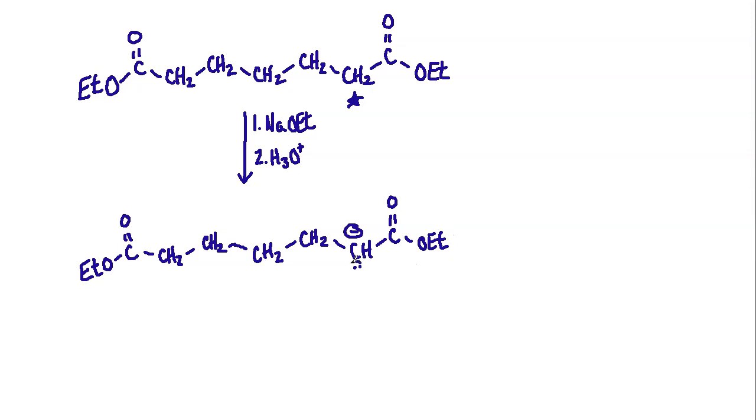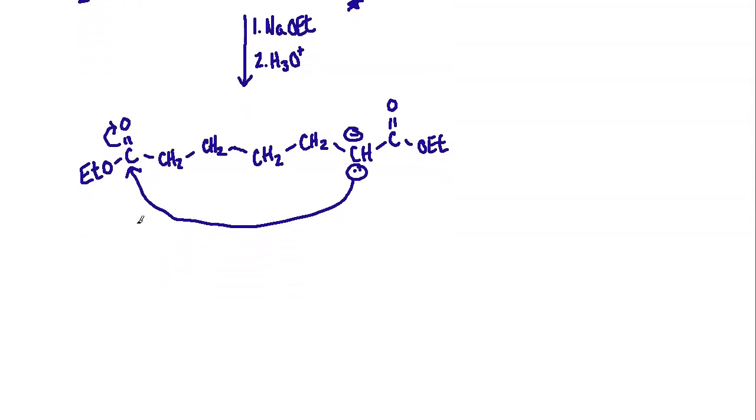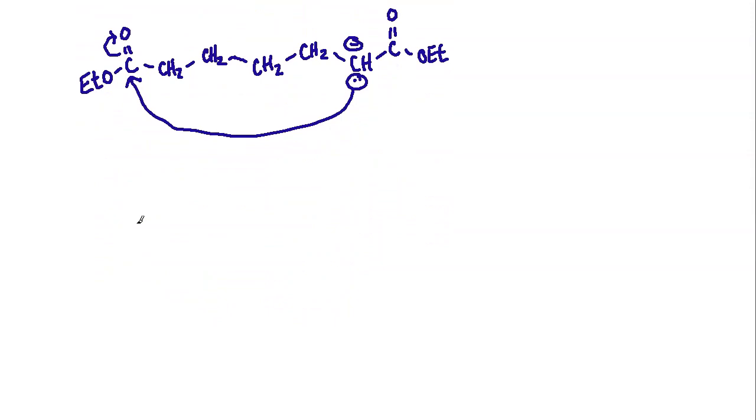Now, this lone pair is going to come in and attack this carbonyl right here. So this will open up to its tetrahedral intermediate state. And from there, if you count, we're going to have 1, 2, 3, 4, 5, and then the carbonyl that opens up here will be 6. So I expect a 6-membered ring. I'm going to go ahead and draw that now.